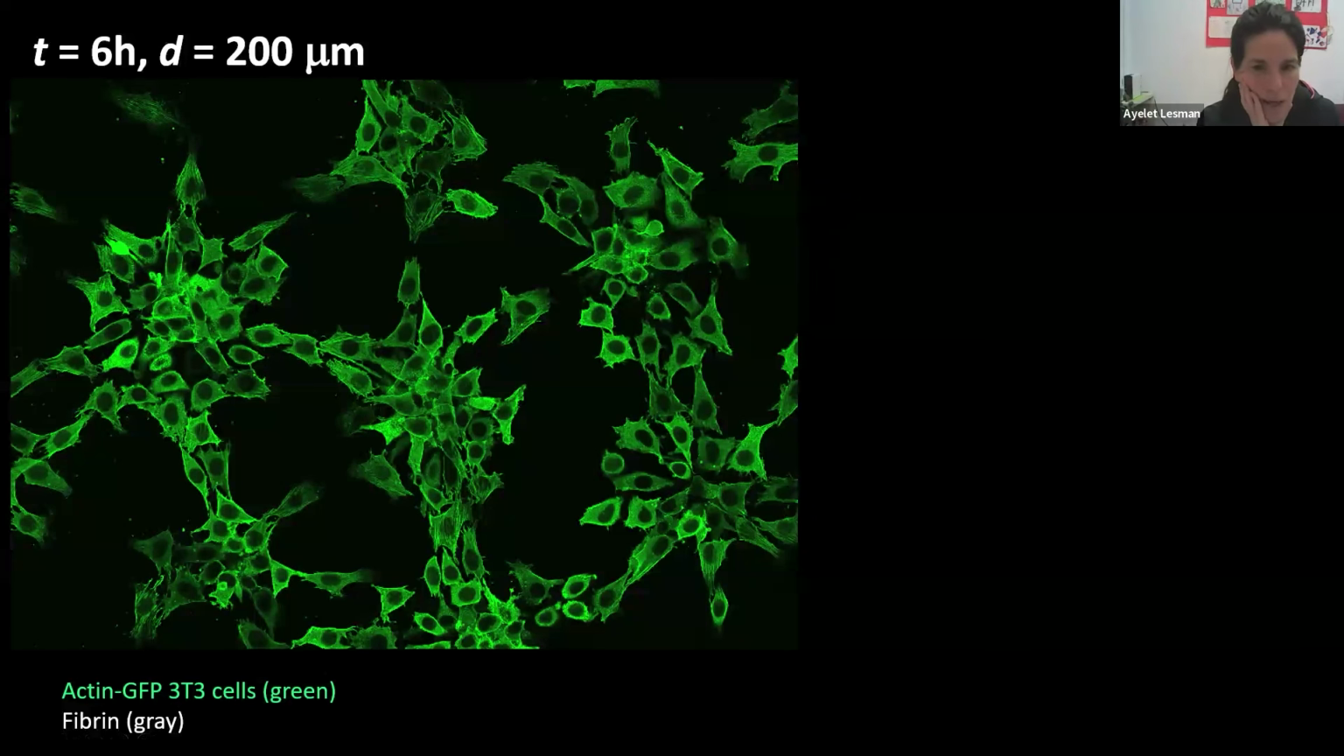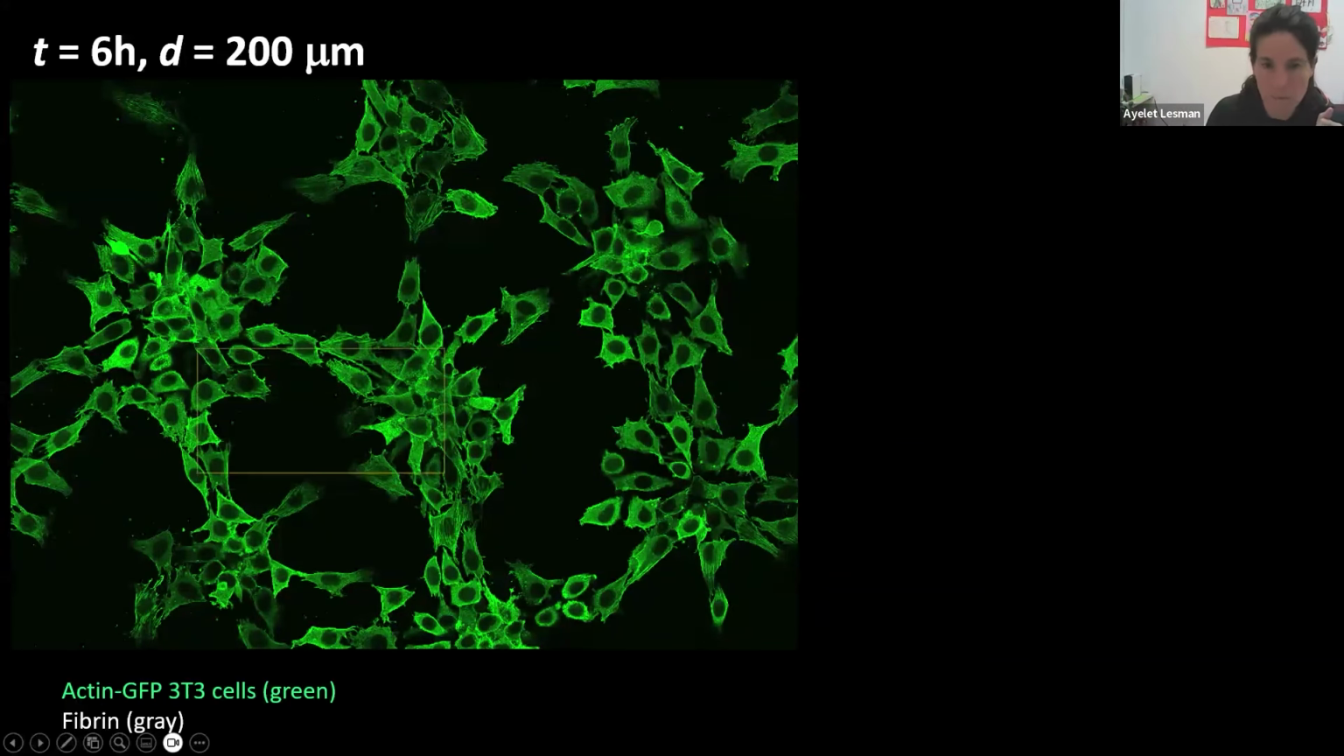Okay, so this is a higher zoom. You can see that the cells have already migrated out, so this is after 6 hours, and this is actin GFP signal. So you can see the cells spread out, but they move along their neighboring aggregates. So it's not a random movement. They have a preferred direction toward the neighboring cell, toward the neighboring aggregates.